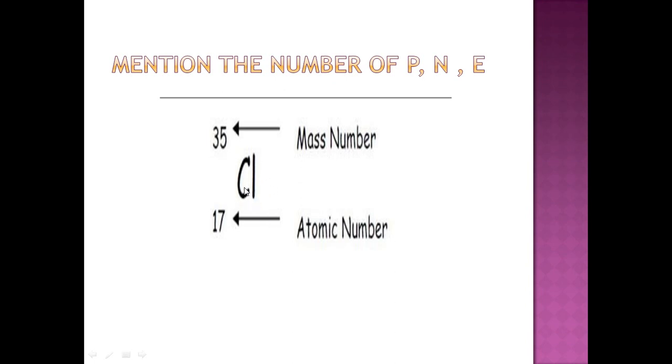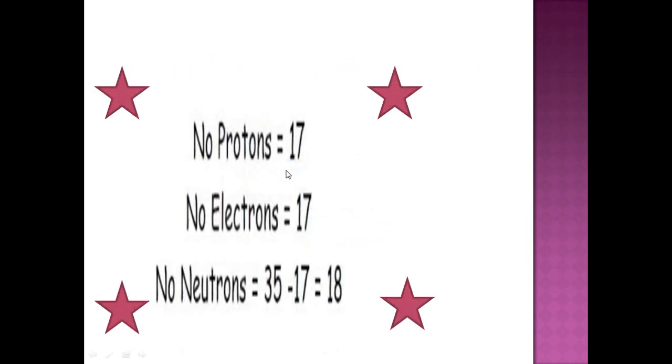Here, what is this? This is chlorine. So it is Cl. What about this number? Atomic number. What about this number? Mass number. Who can tell me the number of protons, neutrons, and electrons? Excellent. Protons, 17. Neutrons, how can we get it? By 35 minus 17, it will be 18. Excellent. What about the electrons? It must be 17 electrons.